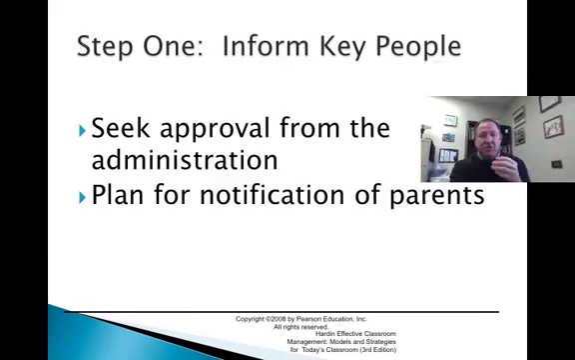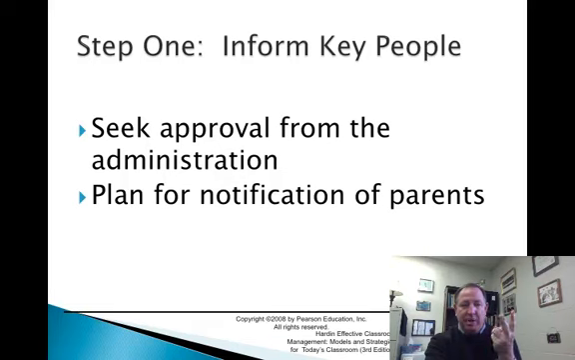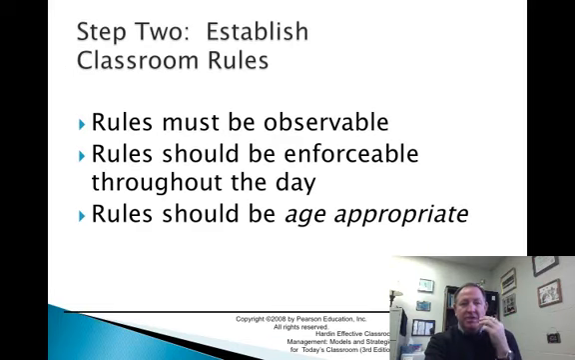Here are the steps and the counter steps. The first thing is you inform the key people, and we've talked about administrative and parent information. Then set your class rules. Now, Cantor says they should be about 5 and no more, because you don't want to have too many rules. If you remember the cartoon from chapter 2 that I showed you about the board full of rules, you don't want to have that either.